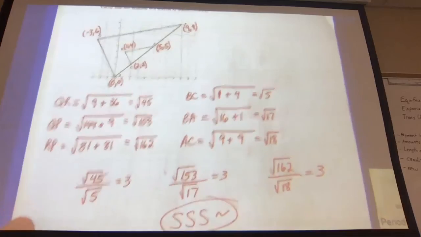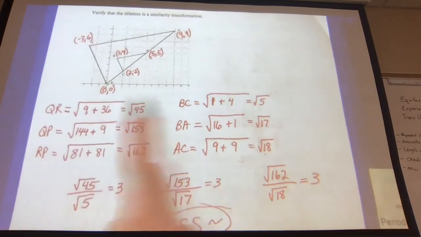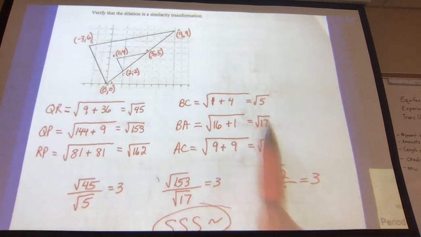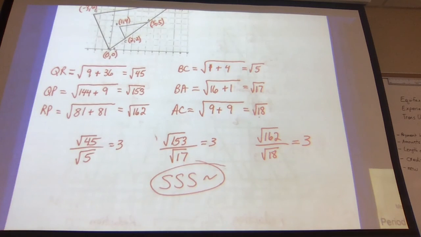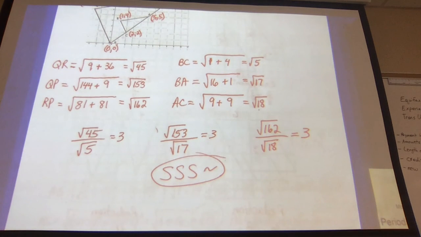So when it comes to your test, you're going to have to show all of these sets of sides. Then you're going to have to show that they all have the same ratio. Basically do it just like we did that. All right, did we lose anybody along the way here? Okay, are we good with the distance formula? Anybody need to see more distance formula?